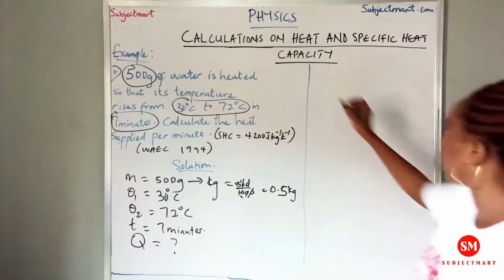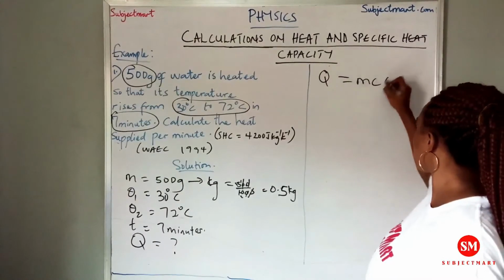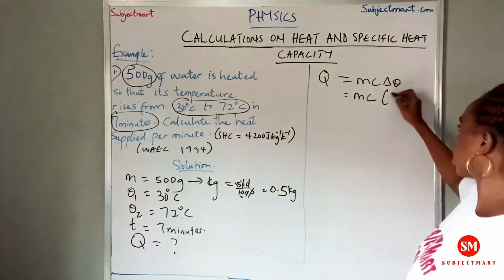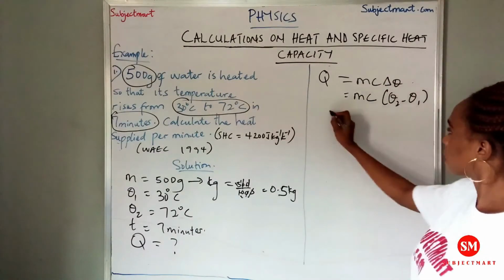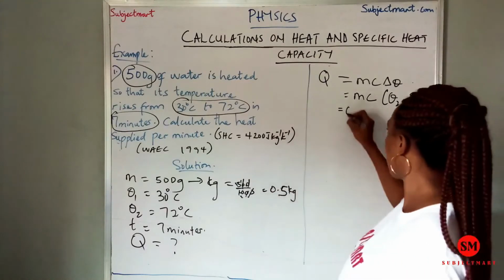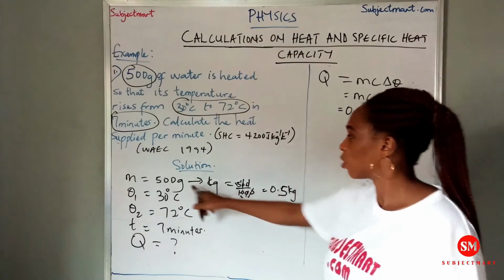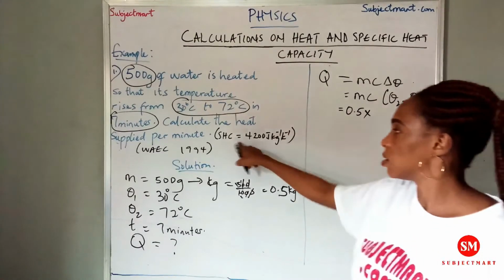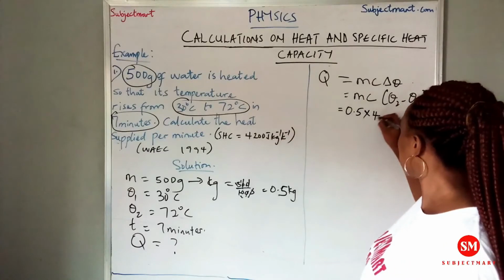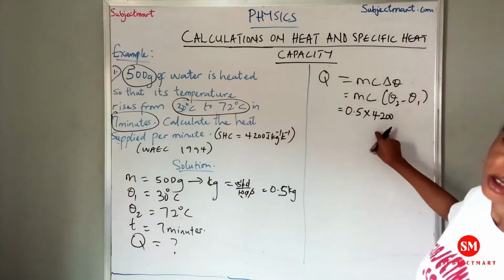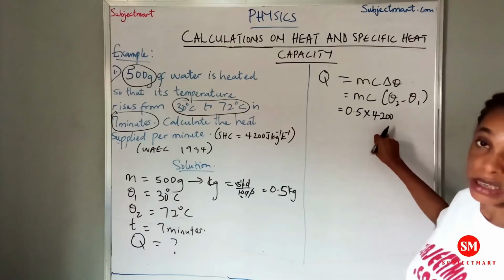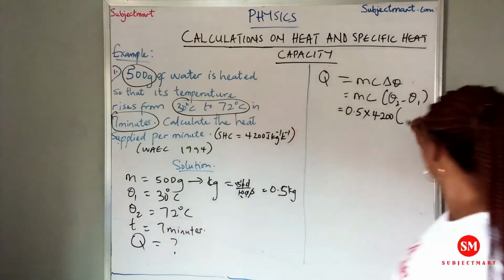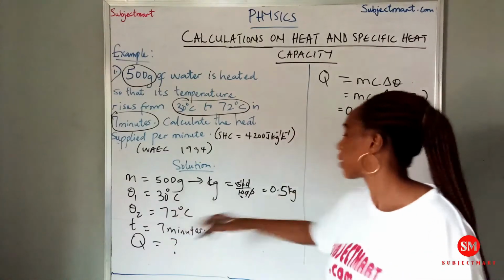So we are going to go ahead and apply our formula. Q is equal to MC change in theta. I can write this as theta 2 minus theta 1. Our M here is 0.5. It has been changed from gram to kilogram. The C is the specific heat capacity, which is given from the question. Specific heat capacity of water is 4,200. So let's take note of that. Then theta 2 is 72 minus theta 1, which is 30.